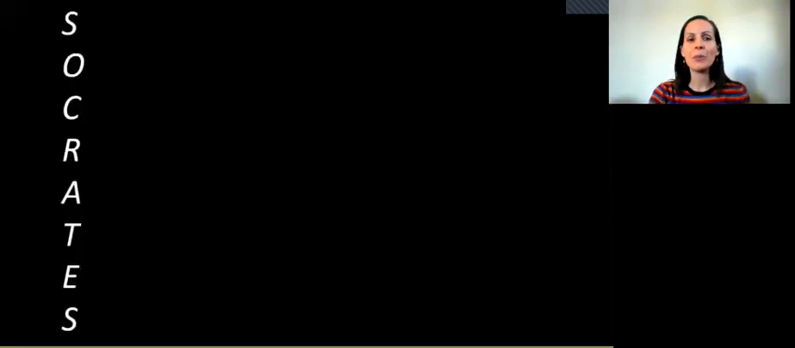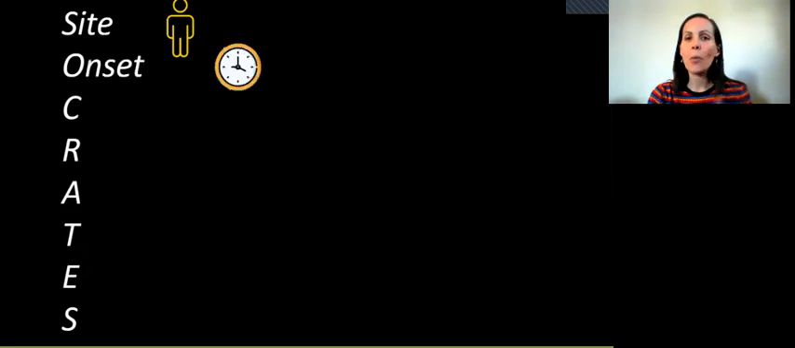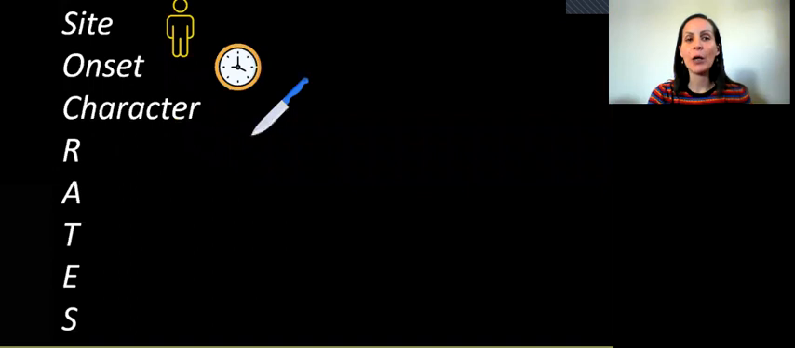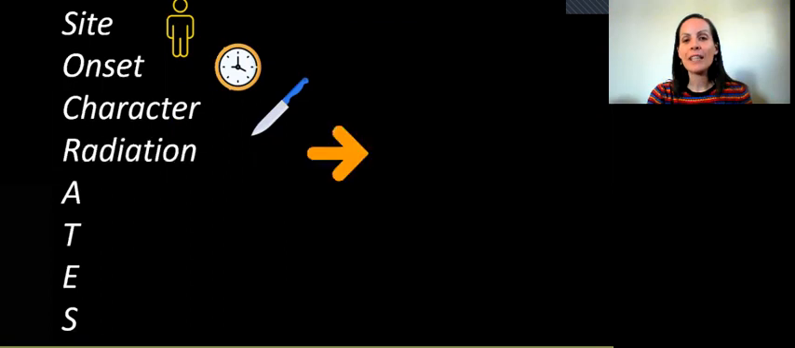So this mnemonic Socrates starts with the site. Where exactly is the pain? O is for onset. When did the pain start? C is for character. What does it feel like? Is it sharp like a knife? Is it a dull ache? Is it a burning?